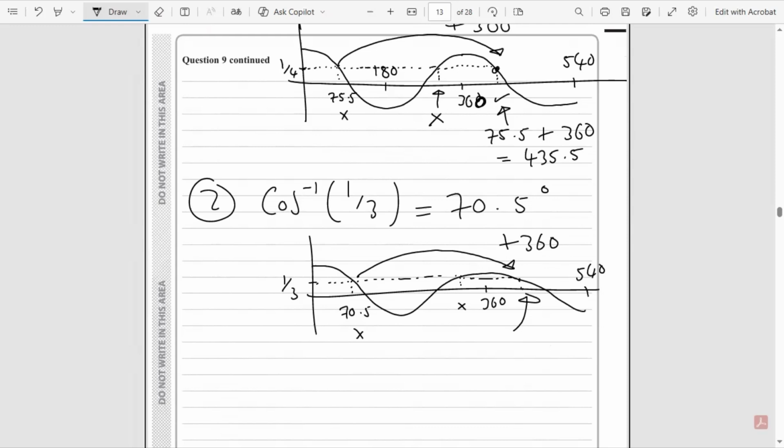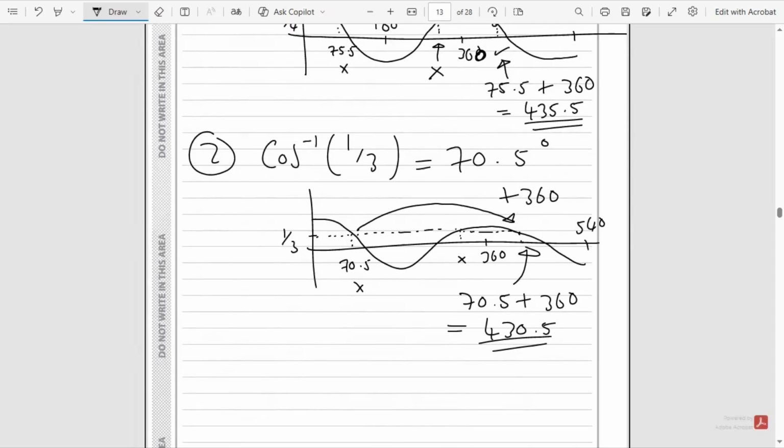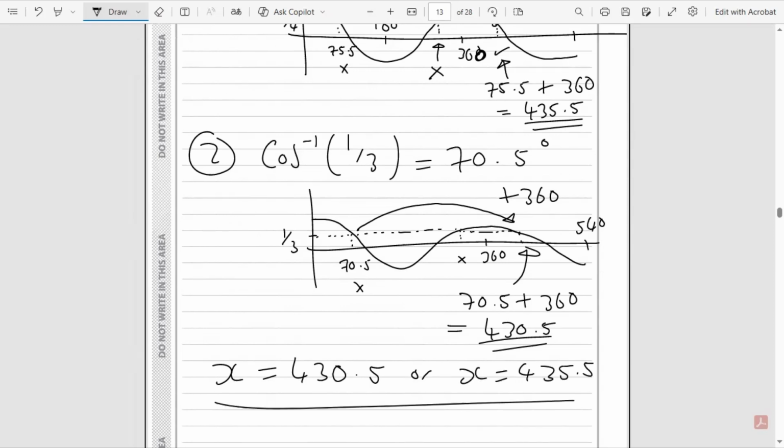So that gets us a value of 70.5 plus 360. And if we do this on the calculator, this value is 430.5. So therefore, we have two solutions to the question. The two solutions are x is equal to 430.5 or x is equal to 435.5. Perfect. So if you've got any questions with this calculation or this question, do drop a comment below, but hopefully everything we've gone through in this question does make sense.